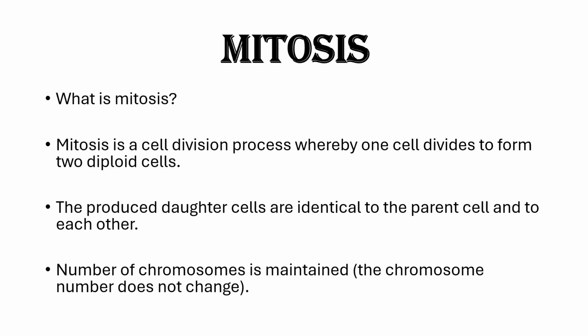So, what is mitosis? Mitosis is a cell division process whereby one cell divides to form two diploid cells. The diploid cells have the same number of chromosomes as the parent cell. They are identical to the parent cell and they're also identical to each other. So the number of chromosomes is what? It is maintained. It does not change.